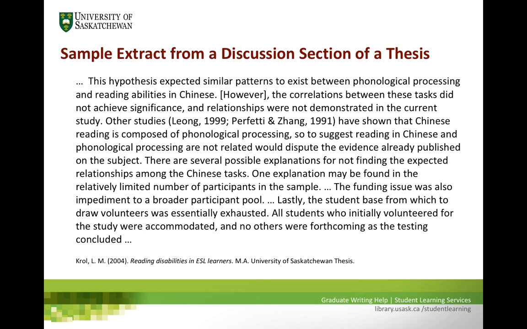There are several possible explanations for not finding the expected relationships among the Chinese tasks. One explanation may be found in the relatively limited number of participants in the sample. The funding issue is also an impediment to a broader participant pool. Lastly, the student base from which to draw volunteers was essentially exhausted. All students who initially volunteered for the study were accommodated, and no others were forthcoming as the testing concluded.